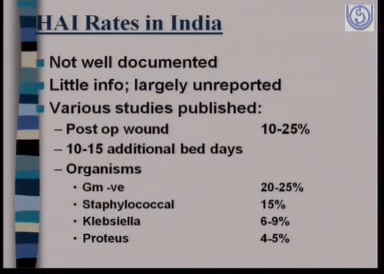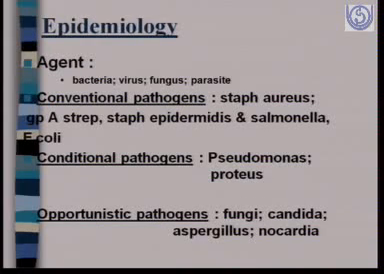As I said, we do not have any authentic data available, but individual hospital-wise data are available. The surgical site infection rate is around 25%, and various types of organisms are found. From the epidemiological point of view, we have agent, host, and environment. In that, agents are known to you: bacteria, viruses, fungus, parasites.